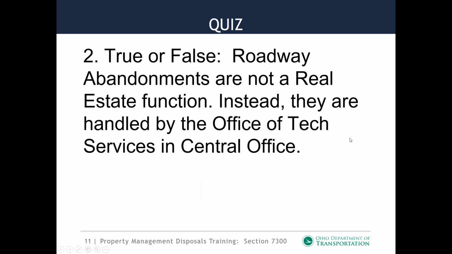Number 2, true or false? Roadway abandonments are not a real estate function. Instead, they are handled by the Office of Tech Services in central office.